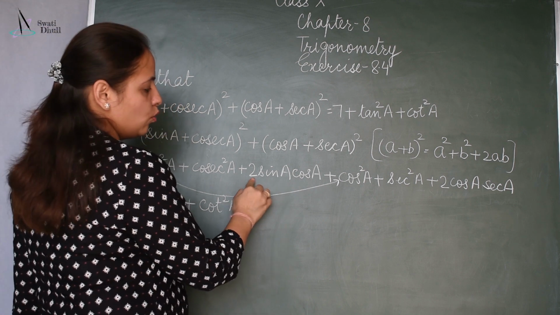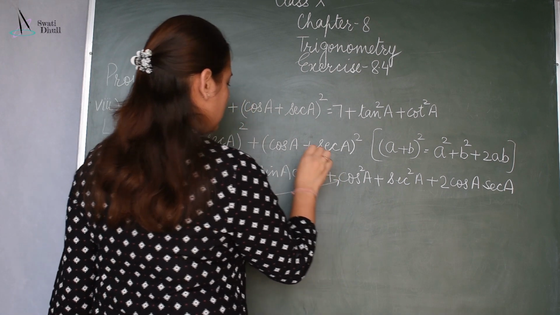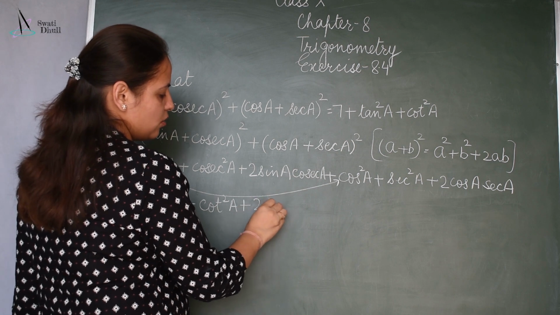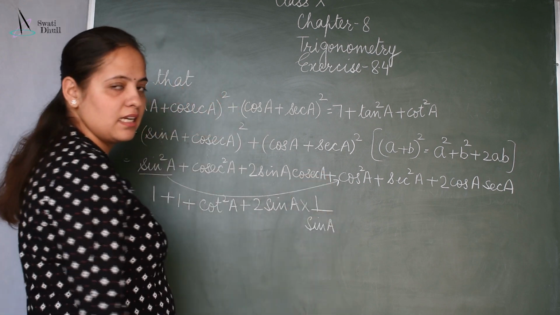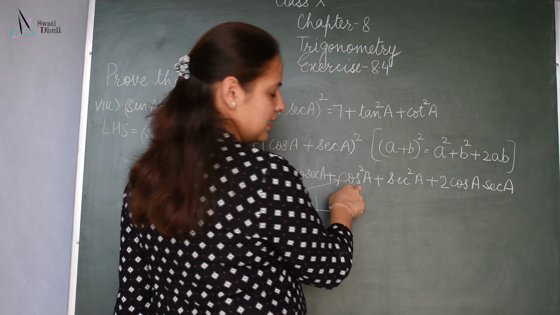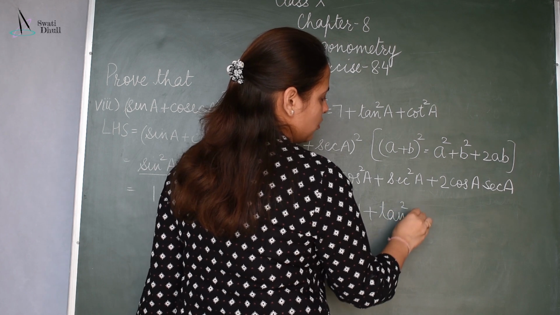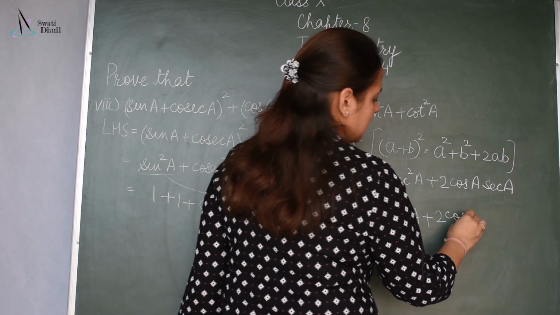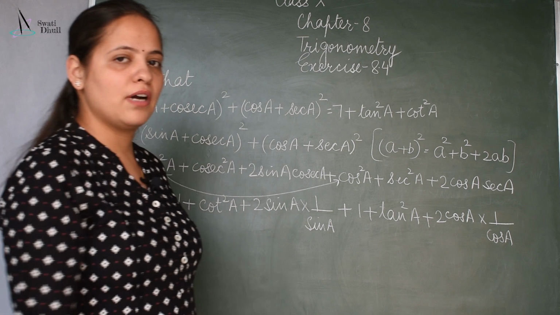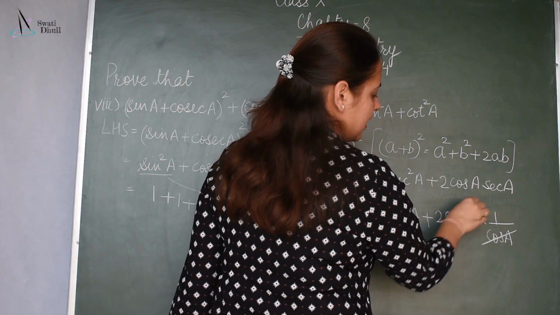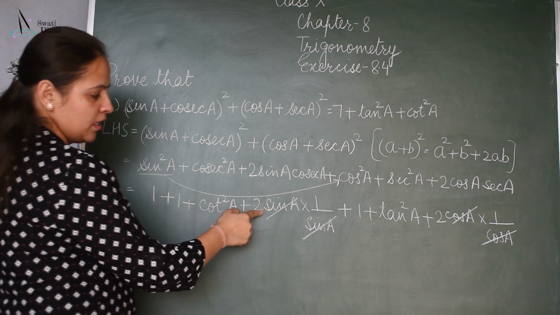Now see here, 2 sin A cosecant A. So 2 sin A cosecant A, I can write as 2 sin A into 1 by sin A, because cosecant A is inverse of sin A, plus this we have already taken secant square A, we can write it as 1 plus tan square A plus 2 cos A into 1 by cos A, because secant A is reciprocal of cos A. So this cos A and cos A will be cancelled, sin A and sin A will be cancelled. Now see, 1 plus 1, 2, here you will get 2.